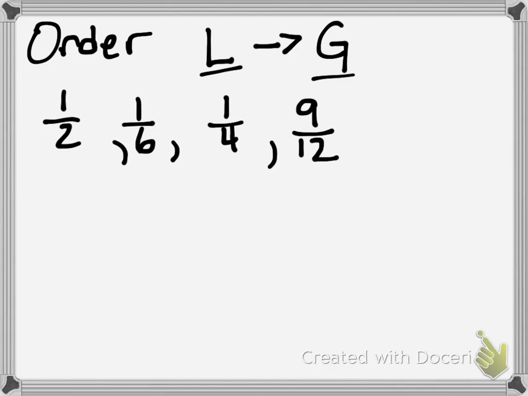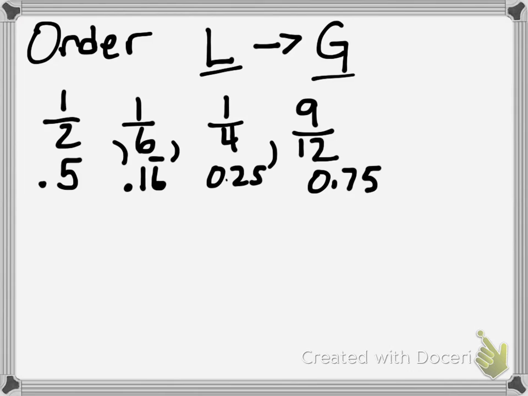Some of these you might know, like 1/2 is going to be 0.5. 1/6, this one is less common. You probably don't know this one off the top of your head, but this is 0.16, but the 6 is repeating. 1/4, this is 0.25. And 9/12, this is 0.75. Now again, we have 0.5 here that does not have a second decimal place, but of course we can add one in. And so now I can see that they're much easier to compare.